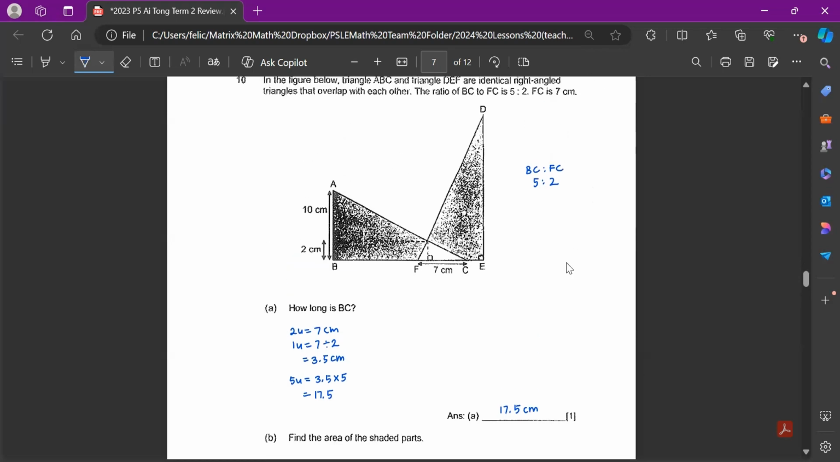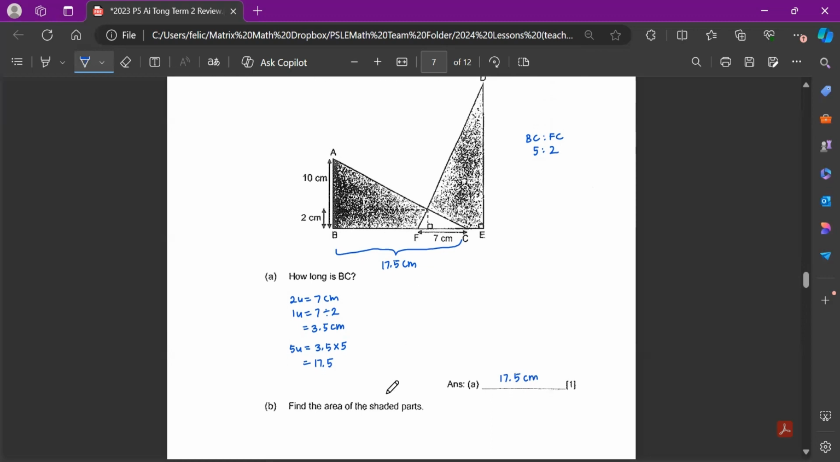Okay, so I think we should annotate on the diagram also. So this is 17.5 cm. As you can see, 17.5 also serves as the base of triangle ABC. So that may be helpful later on. All right.